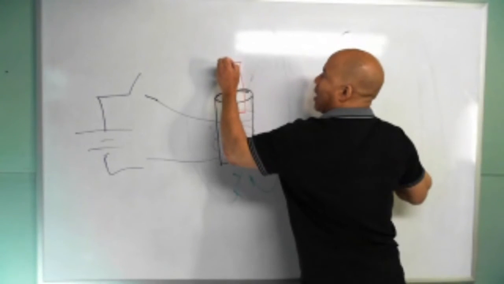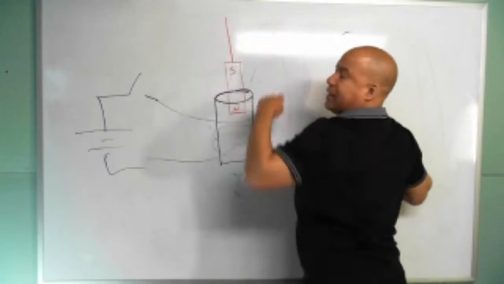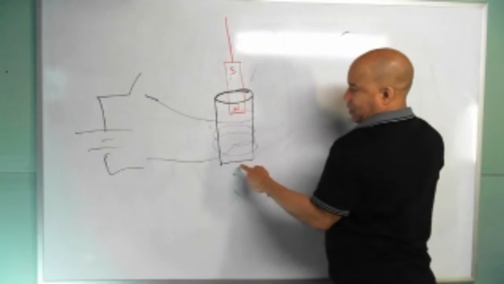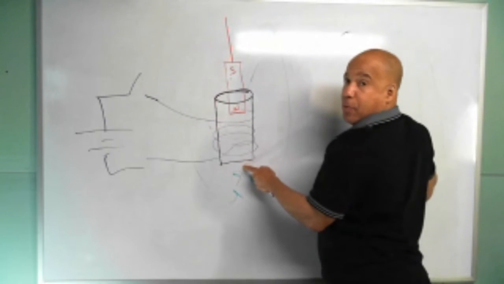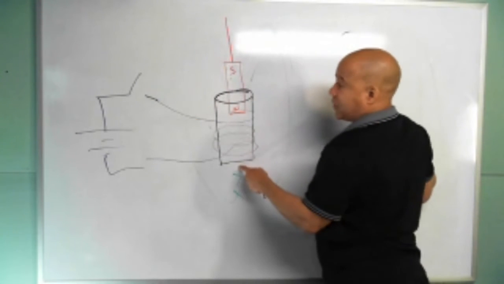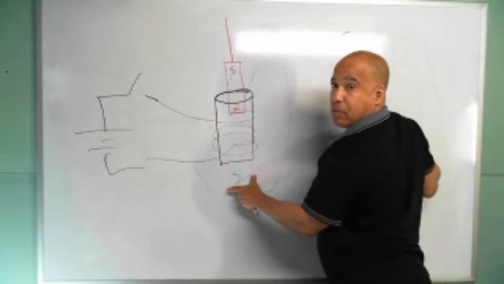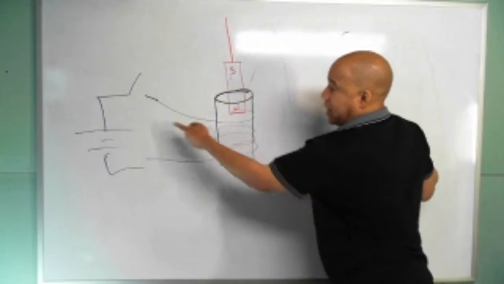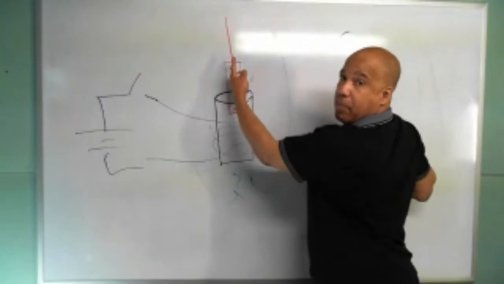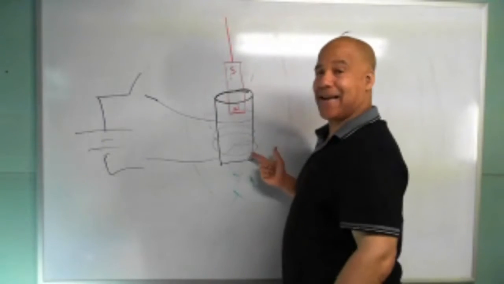I attach a rod here, and that rod could be connected to something. When I close this, if this is the North Pole, if this is the South Pole, when I close the switch, current flows, and this becomes the South Pole. If that's the North Pole, it's going to pull this plunger down into the tube. If I reverse the battery, this becomes the North Pole, and I got a north against the north, it's going to push it up. So I can cause something to move magnetically.